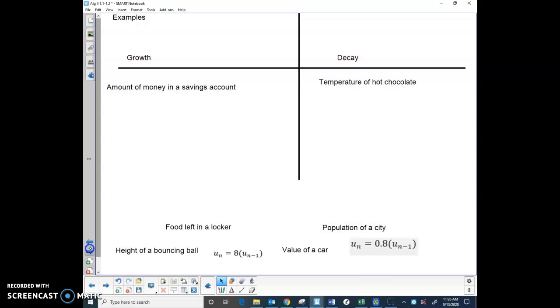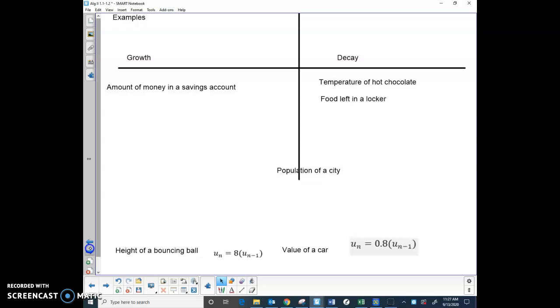Food left in the locker. If you kept snacks in your locker, if we were allowed to do lockers this year, as time goes on, that amount of food in your locker is going to decrease. That's an example of decay. If you leave it in there long enough, it will decay. Population of a city. Now, to me, this one could go either way. It could fall in either, depending on whether or not your city is growing or losing population.